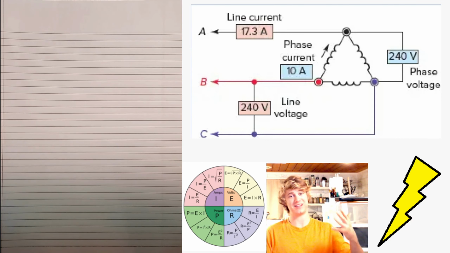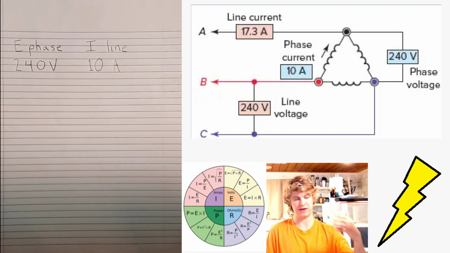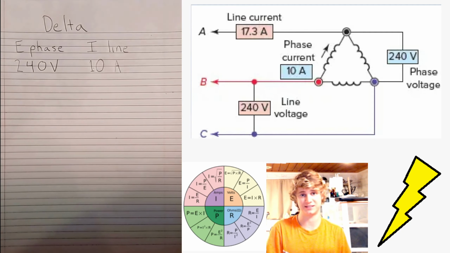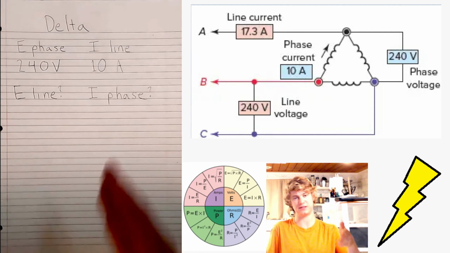Okay, now question number 10, the last question. Voltage and current measurements taken for a three-phase delta connected alternator indicate a phase voltage of 240 volts and a line current of 10 amps. What is the value of the line voltage and the phase current? So we have a phase voltage of 240 volts and a line current of 10 amps. This time we're working with a delta system, so of course now we're looking for the line voltage and the phase current.